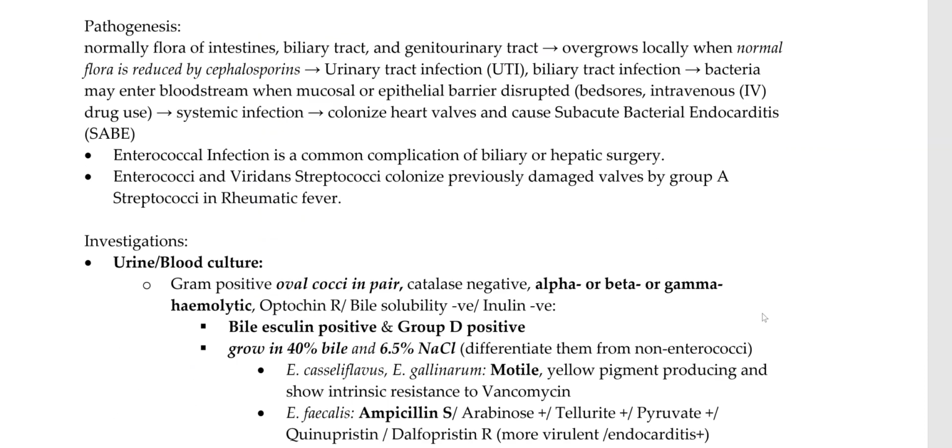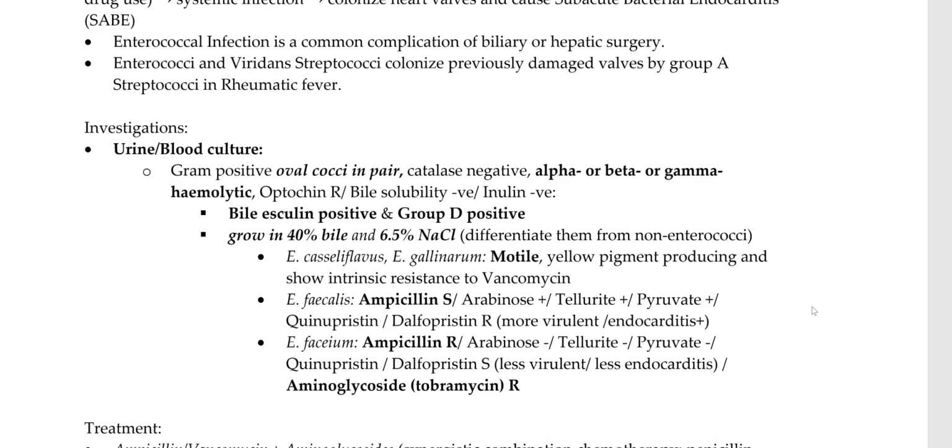So, which investigation should we do? We should do urine as well as blood culture. If you are suspecting UTI, you should do urine culture, or if you are suspecting that it may enter bloodstream and cause systemic manifestation, then you should go for blood culture as well. So they are gram-positive cocci in pairs, which are catalase negative. They may show alpha, beta, or gamma hemolysis.